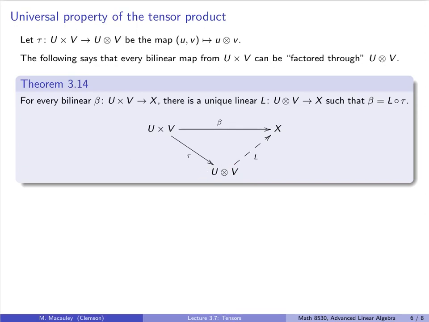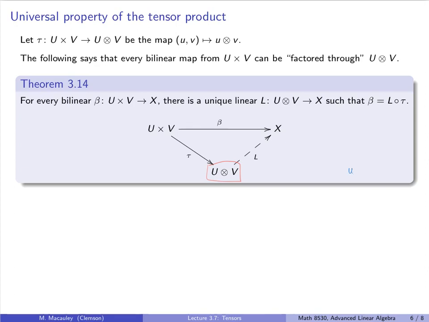One way to think about it is U tensor V is literally the largest image of a bilinear map, just like how X mod Y was the largest quotient of X that collapsed Y. Okay, so I will actually leave the verification of this on the homework, but I will outline how it goes. So you basically have to define such an L and show that it works. So show that it's linear.